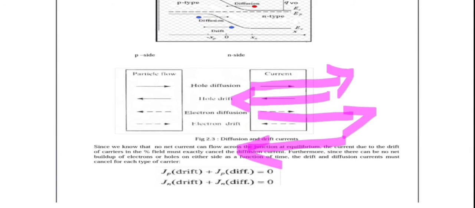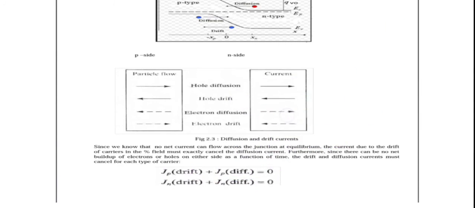Everything will cancel each other, or else I can say the current density Jp drift plus Jp diffusion is equal to 0, and the current density due to electrons, that is Jn drift plus Jn diffusion, is equal to 0. At equilibrium condition there is no current flow, or the net current in a p-n junction is 0. Even if there is drift current and diffusion current present, they will cancel out with each other.